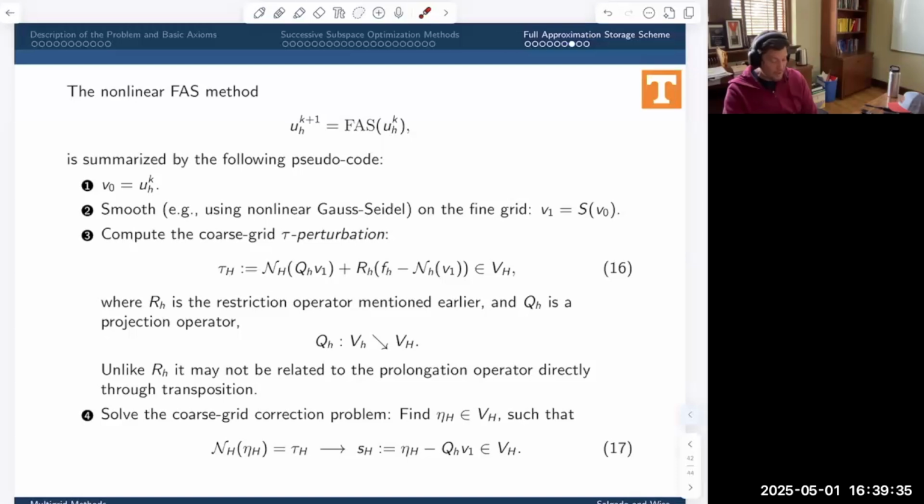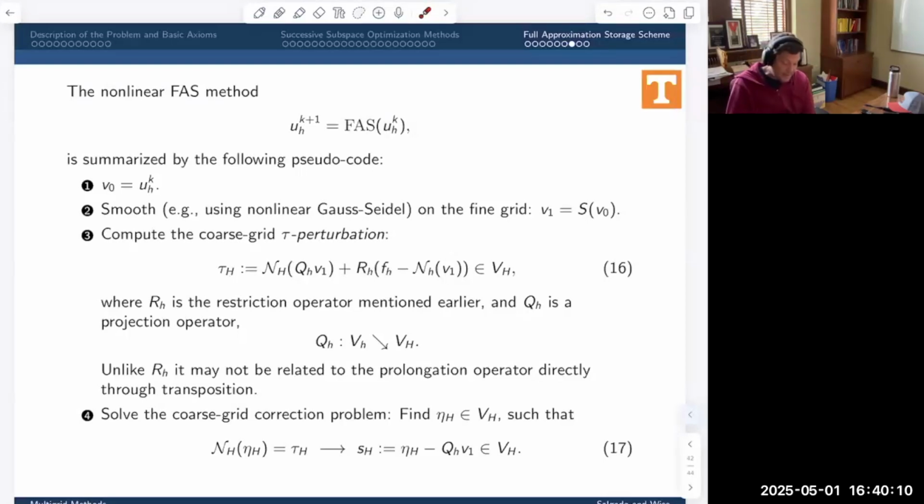Number one, we're going to justify this when we get into the second slide deck for chapter 2. That's the first thing I want to say about it. Number two, if N cap H and N little h are linear, then this tau H problem is not the residual. However, once I form this equation on the coarse grid, that gives me an equation which is exactly analogous to my linear two-grid method.